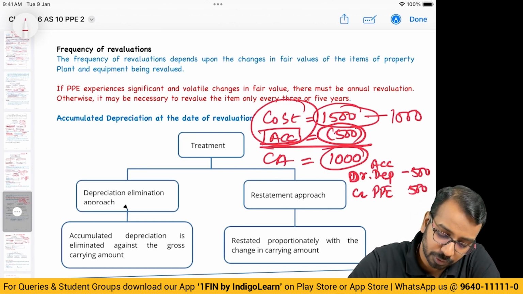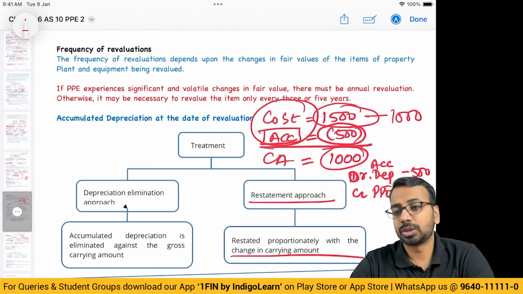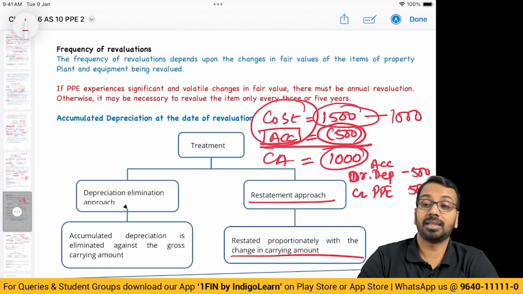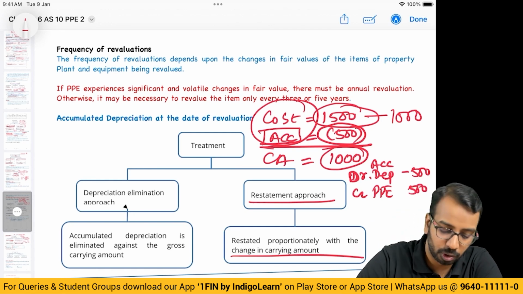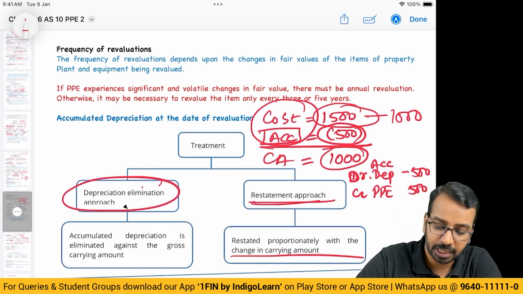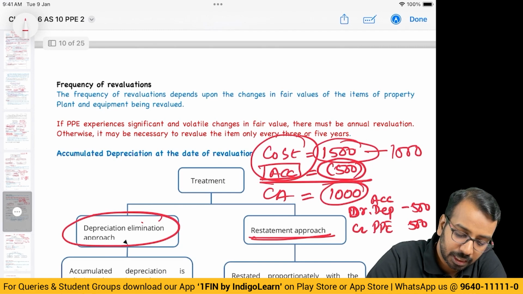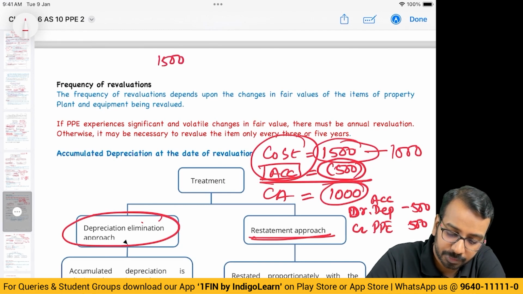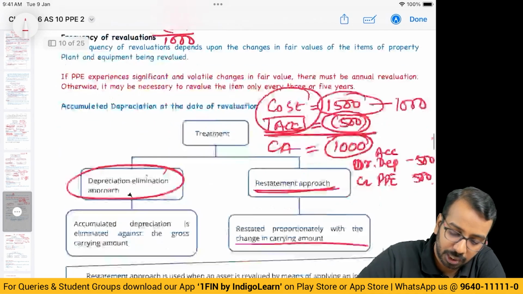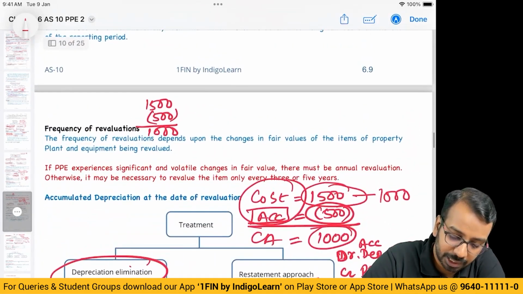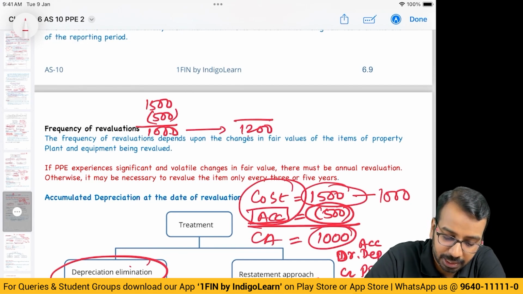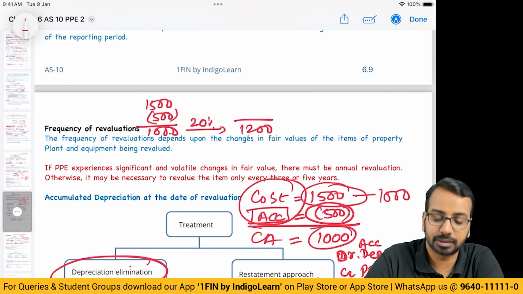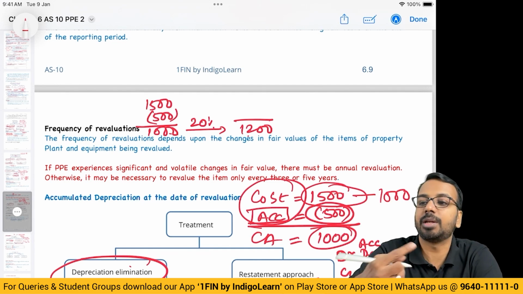Now there is also one more approach called the restatement approach. I would suggest not to do this unless specifically asked in the examination. If it is asked specifically, then you have to do this, otherwise don't. You only follow the depreciation elimination approach. Restatement approach means cost is 1500, accumulated depreciation is 500, carrying amount is 1000. Now 1000, for example, we are making it 1200. So what is the increase? It is a 20% increase.